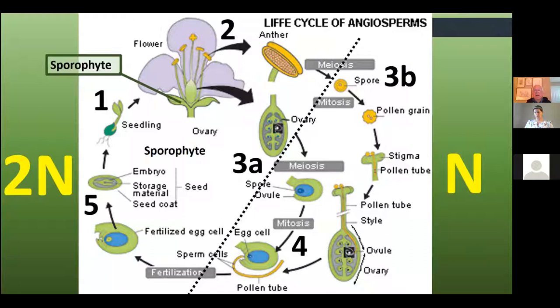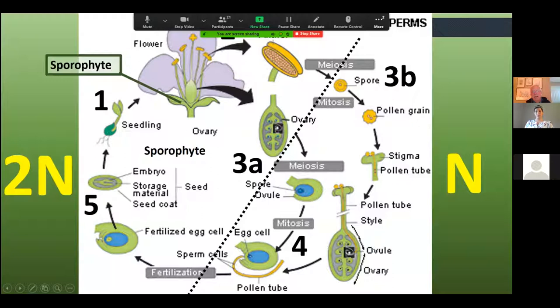And let's look at the male part of the plant first. The spore is created in the anther of the stamen. That spore then becomes a pollen grain, generally divides once, and goes dormant and becomes a pollen grain. So that pollen grain is now a male gametophyte, right? Remember that word, that's the male gametophyte.